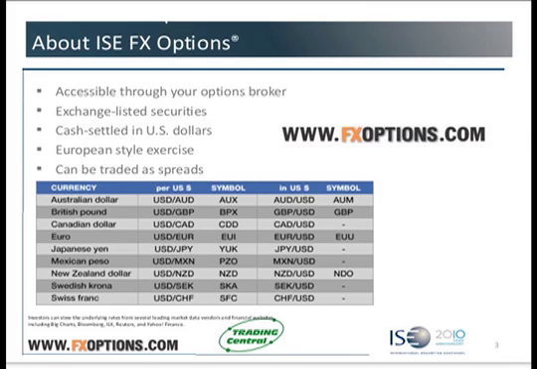These currency pairs are exchange-listed securities. They're cash settled in U.S. dollars. They're European style exercise. You can trade them as spreads. And we just added 4 currency pairs that look just like the spot market. So we now have Aussie U.S., British Pound U.S., Euro U.S., and also New Zealand Dollar U.S. So you can trade either way. And the symbols are right there on slide 3.